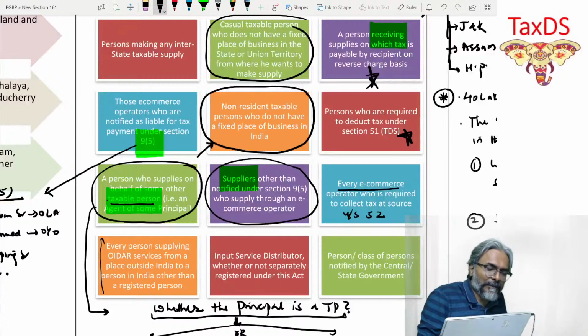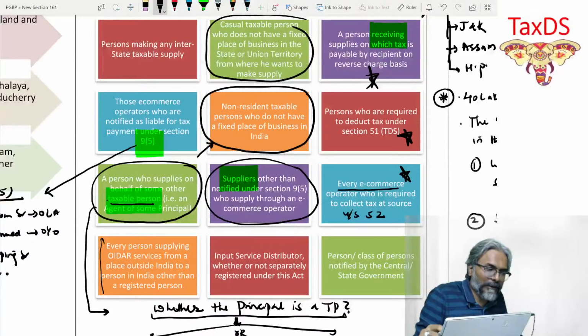Next one, a person who supplies on behalf of some other taxable person, is also a supplier. Next is a supplier other than those notified under 9.5. This is also a supplier. So this is a tax collector. The registration is as a tax collector.